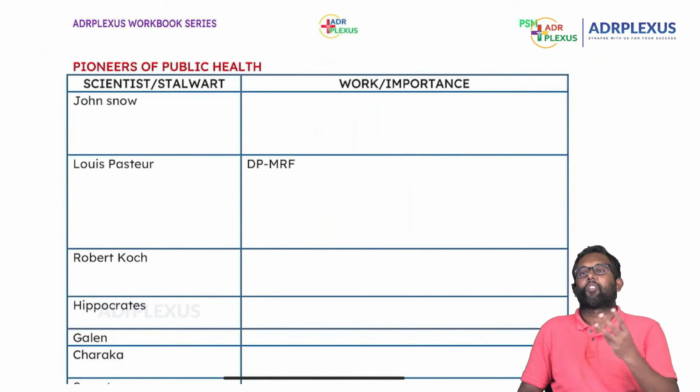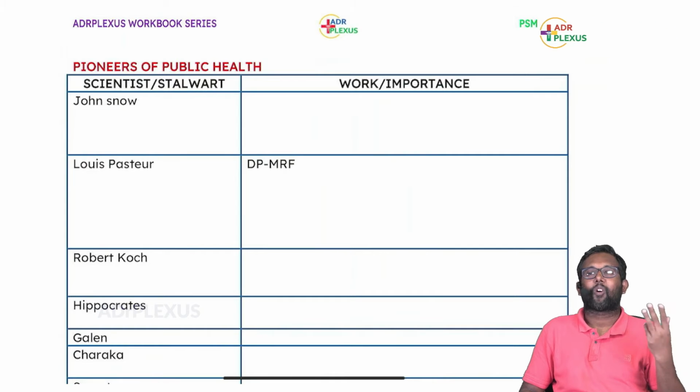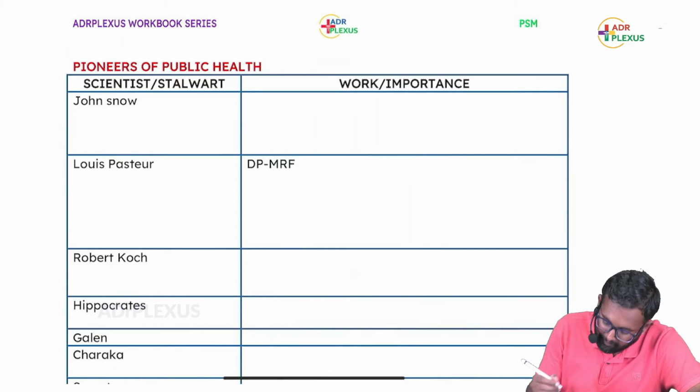So, John Snow. He is a very good doctor. He is the father of epidemiology.